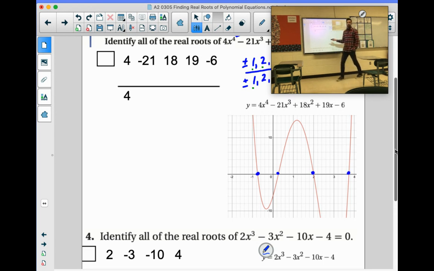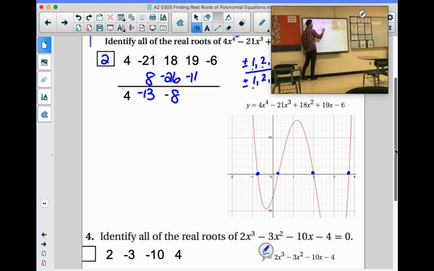Let's try 2 first. X is 2. So bring down our 4. 2 times 4 is 8. Negative 21 plus 8 is negative 13. 2 times negative 13 is negative 26. 18 minus 26 is negative 8. Times 2 is negative 16. 19 minus 16 is 3. 2 times 3 is 6, which zeroes it out. So we have x minus 2 is one of our factors.